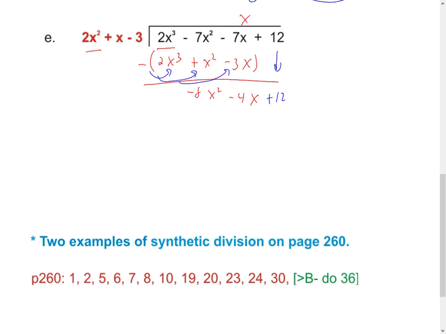Take the front divided by the front. Negative 8x squared divided by a 2x squared is a negative 4. Distribute negative 4 times 2x squared, negative 8x squared. Positive x times negative 4, negative 4x. Negative 3 times negative 4, positive 12. Subtract. Another remainder of 0. And guess what? 2x squared plus x minus 3 times the quantity x minus 4 equals 2x cubed minus 7x squared minus 7x plus 12.